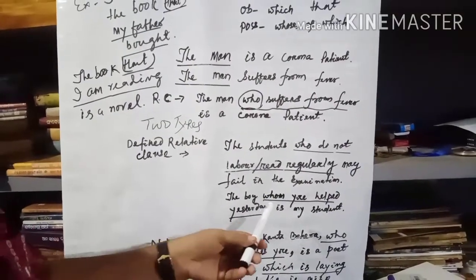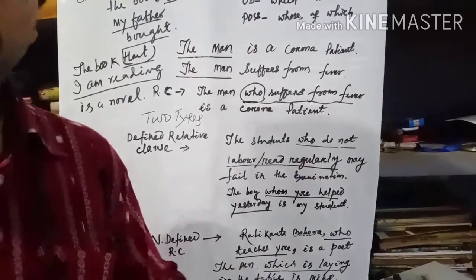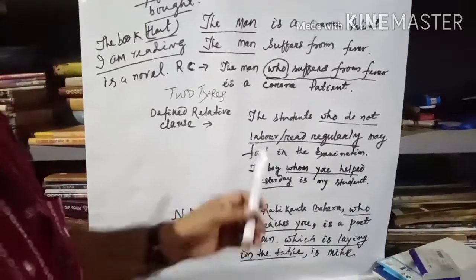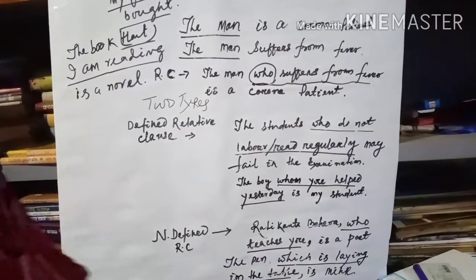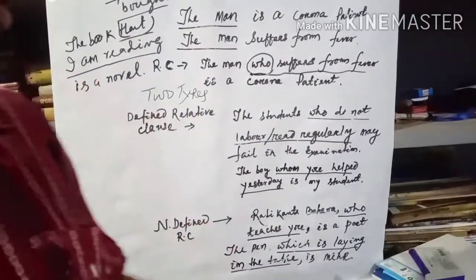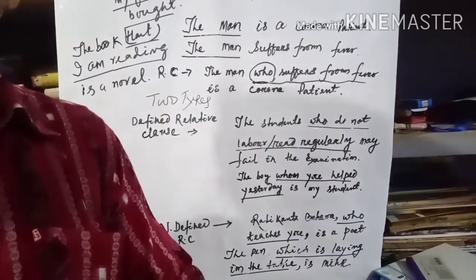Okay, the boy whom you helped yesterday, the boy is my student. Who is the boy? Which boy is my student? Now, whom you helped yesterday is the essential part of the defined relative clause that can never be dropped.